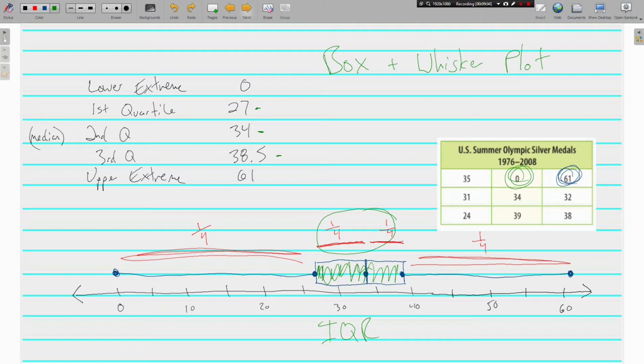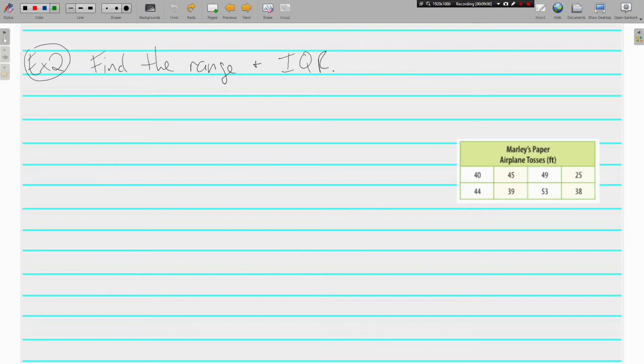Let's do one more. We're going to start out by finding the range and interquartile range of Marley's paper airplane tosses. Start with the range. Our highest number of feet here is 53, minus our lowest number is 25, so our range is 28 feet.